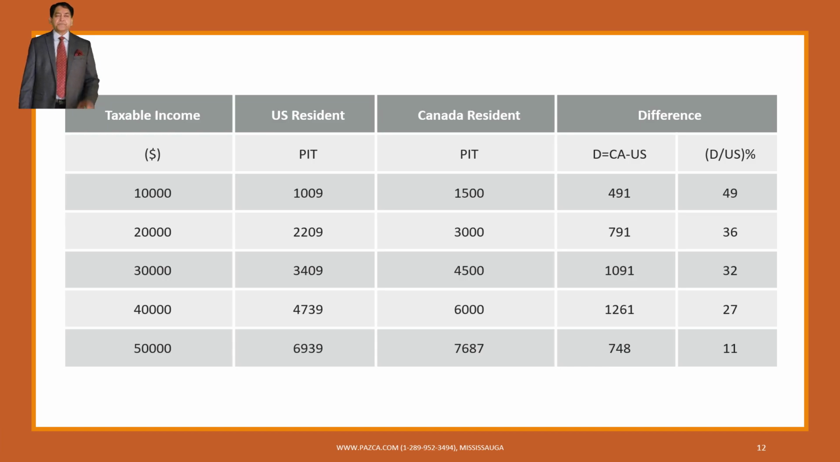So the important conclusion that we can draw from this analysis is that so long as lower income group people are concerned, they have to pay higher tax in Canada when compared with their US counterparts. But gradually, when they move towards a higher income level, this difference keeps on declining.